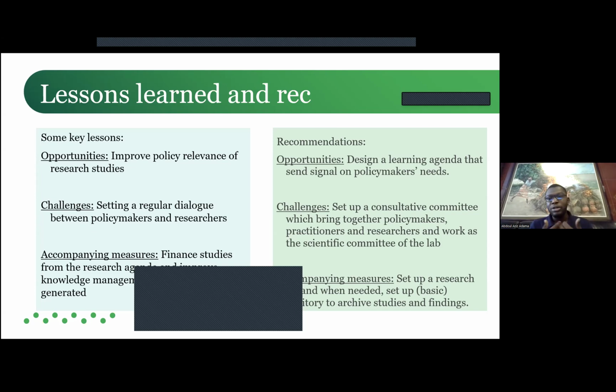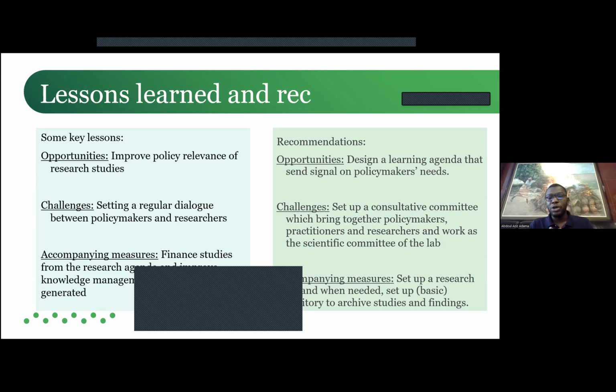Regarding the dialogue, we are currently trying to set up a consultative committee, which will be the scientific committee of the EdLab, and which will also make sure that there is this discussion between policymakers, practitioners and researchers. And as an accompanying measure, we are trying to set up a research fund with the ministry and ministry partners, to find in the annual budgeting of the ministry, but also for partners, how we could allocate funds to finance research that is based on the ministry's needs.